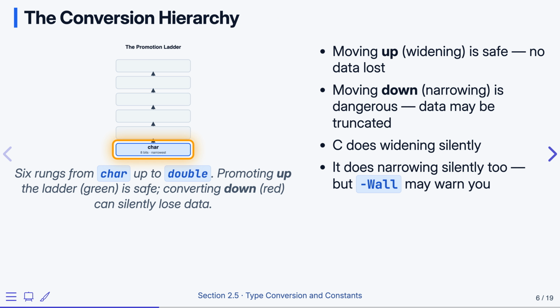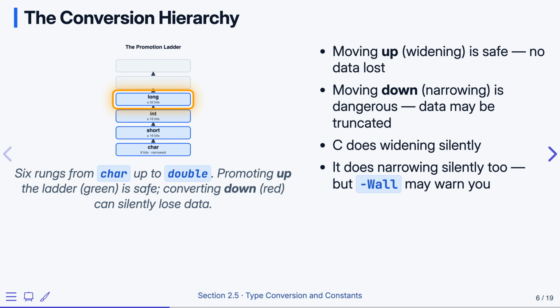Let us build the ladder from the bottom up. At the very bottom is char. A char is 8 bits, and it is the narrowest type here. One step up is short. A short is at least 16 bits, so it can hold more than a char. Above short is int, the everyday integer type. It is also at least 16 bits and usually wider. Next comes long. A long is at least 32 bits, so it can hold larger whole numbers.